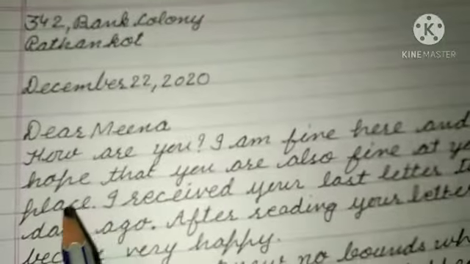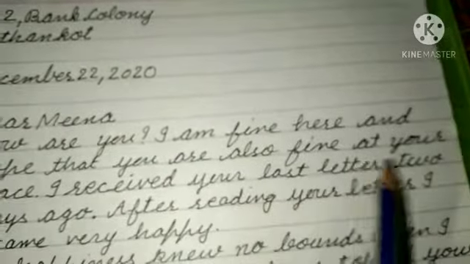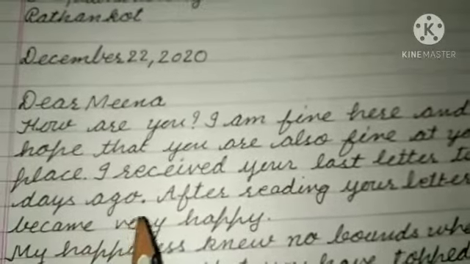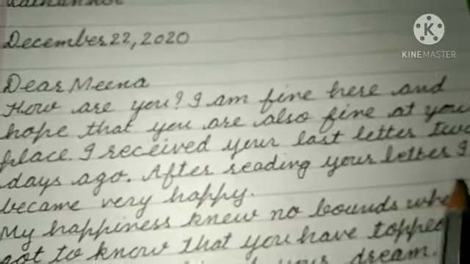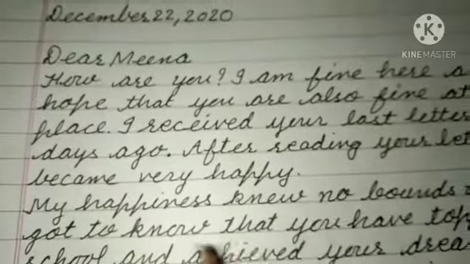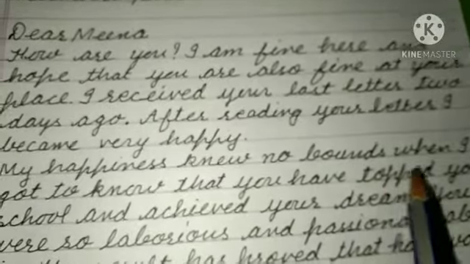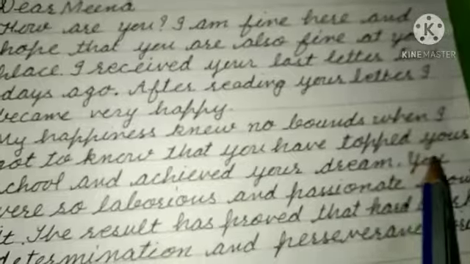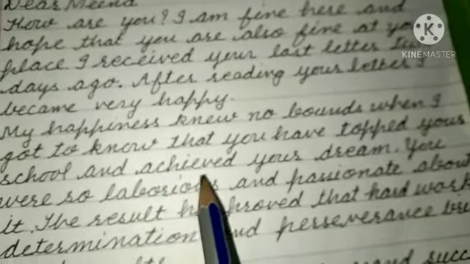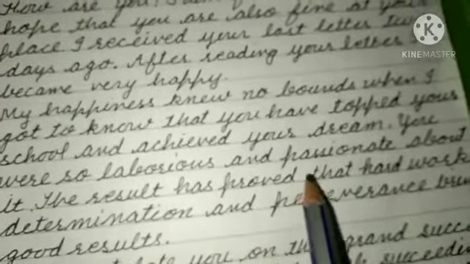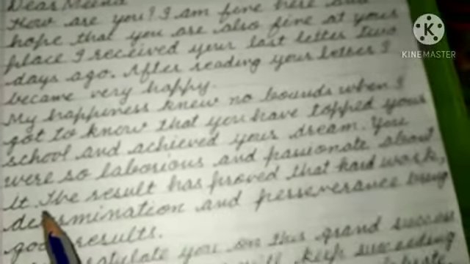I'm fine here and hope that you are also fine at your place. I received your last letter 2 days ago. After reading your letter, I became very happy. My happiness knew no bounds when I got to know that you have topped your school and achieved your dream. You were so laborious and passionate about it.